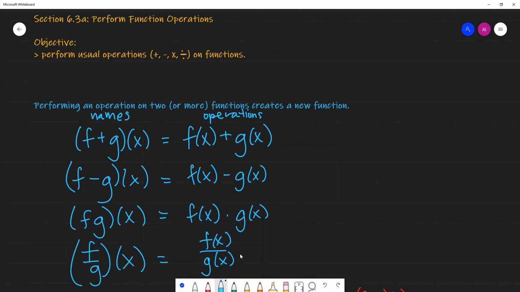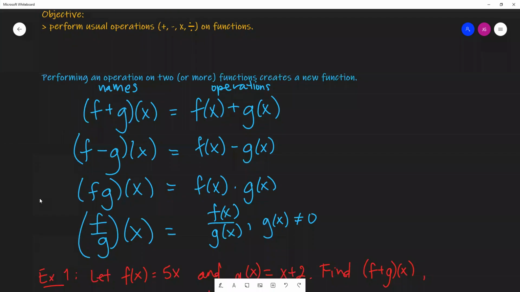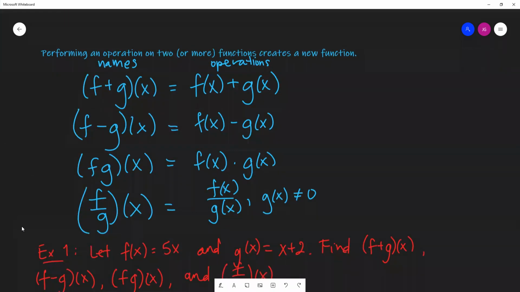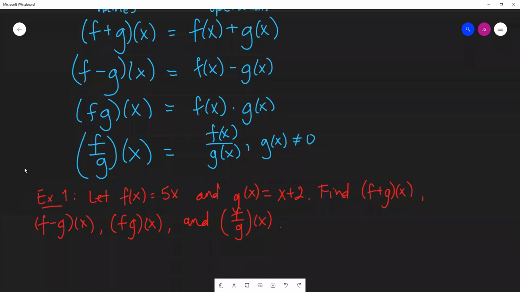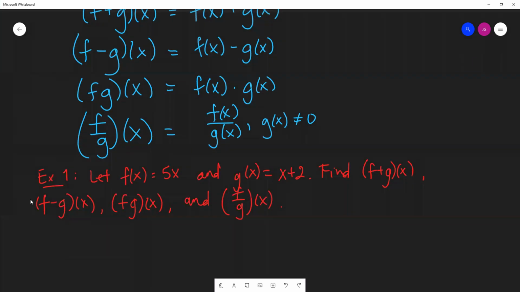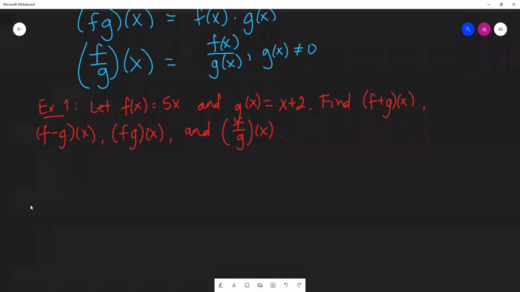And this one, remember, back from chapter 8, we want to make sure that our g of x is not 0. Otherwise, we get scary things. So there's not much more to talk about in terms of learning how to do this aside from just let's do some examples.